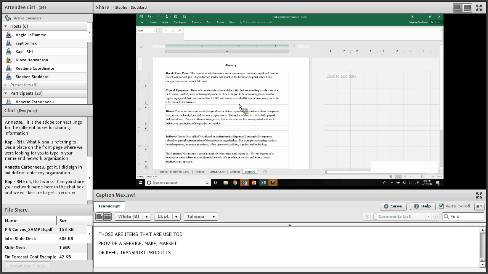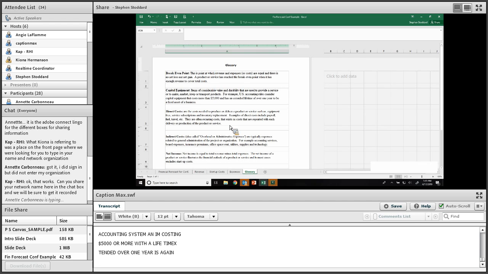A product or service has reached a break-even point when it has reached enough revenue to cover those total costs. So that's always helpful to keep in mind, especially if the goal of a project is to break even.